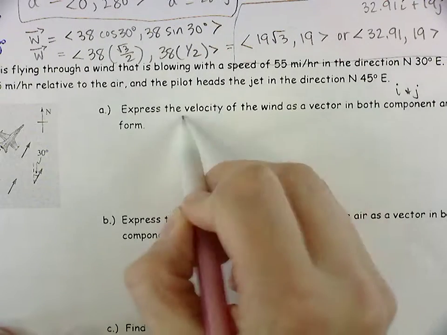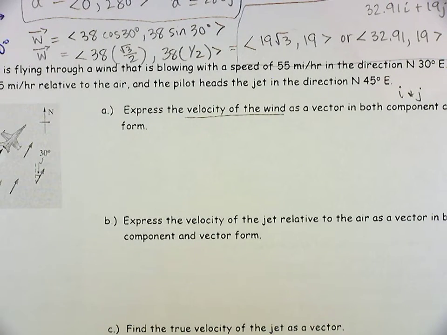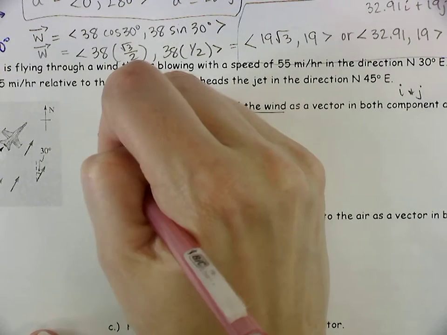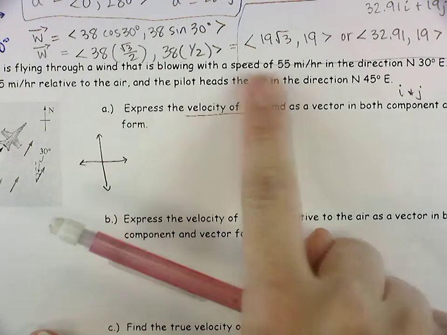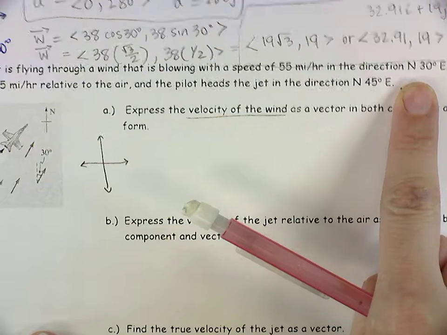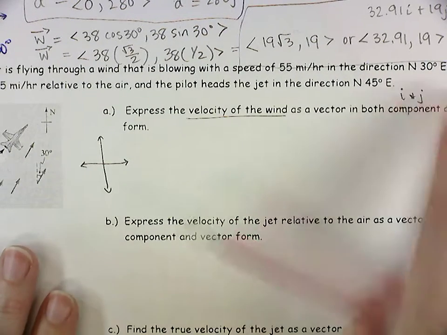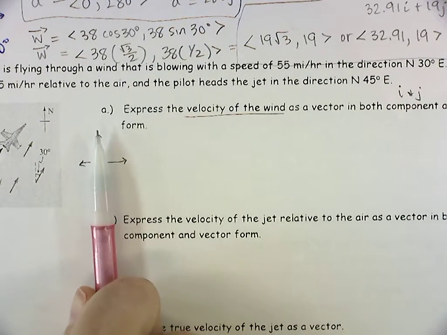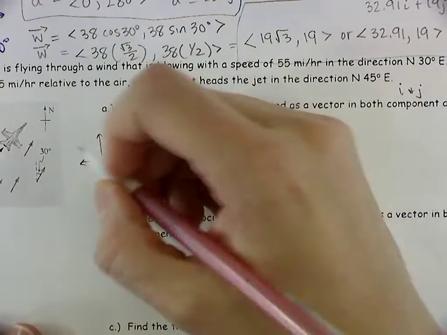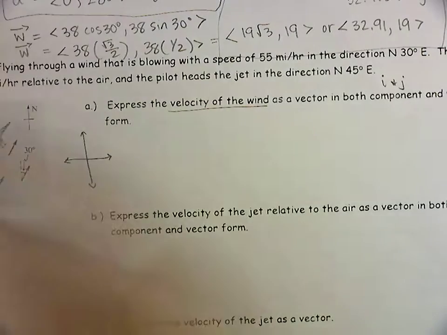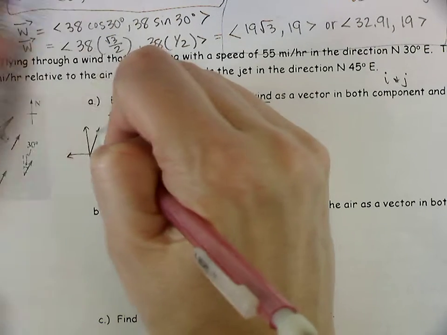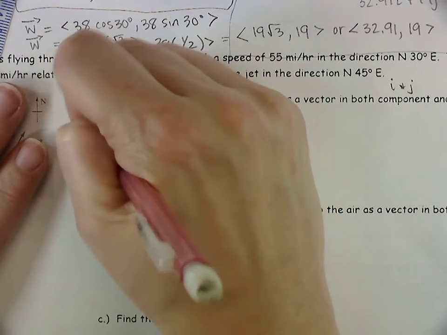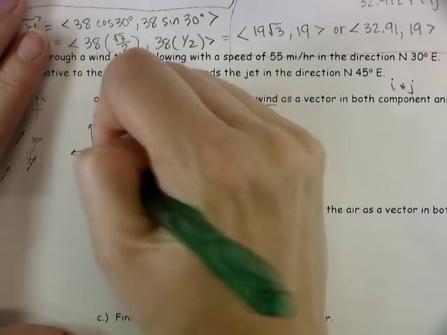Okay, so we're going to express the velocity of the wind. So first, if you even just want to draw a picture of the wind only, that would be perfectly fine. So you can start with your plane, and then the wind is blowing at a speed of 55 miles per hour in the direction north 30 degrees east. So that means I'm going to start going north, and then I'm going to adjust it 30 degrees to the east. Okay, so this is going to be my wind.